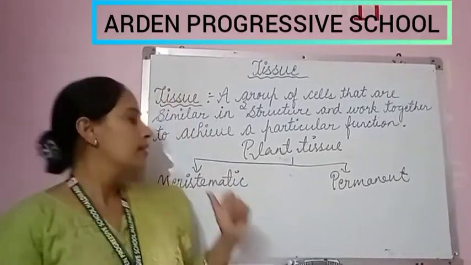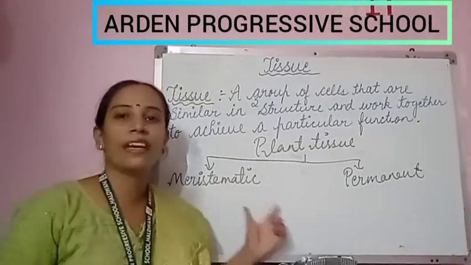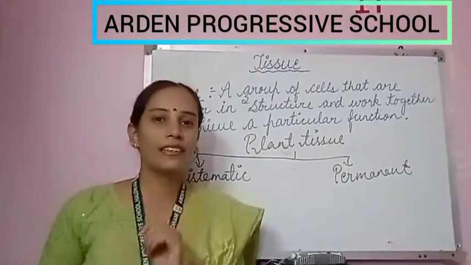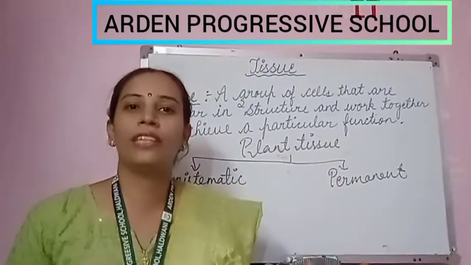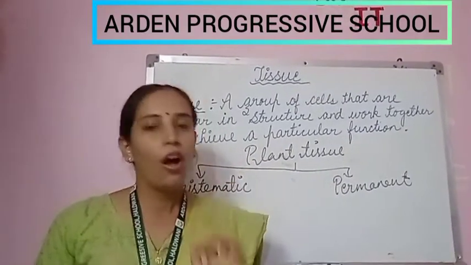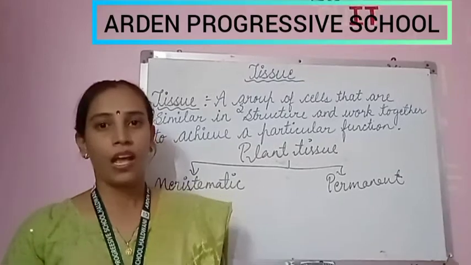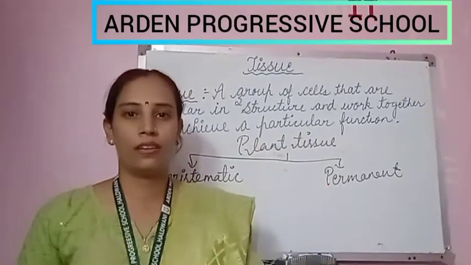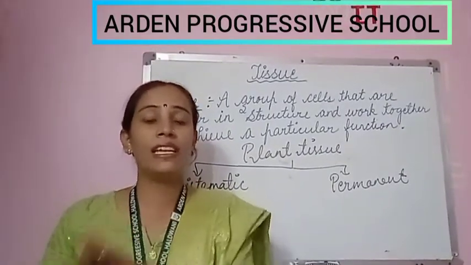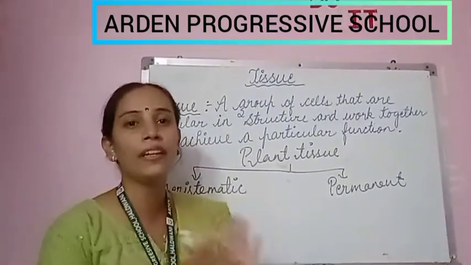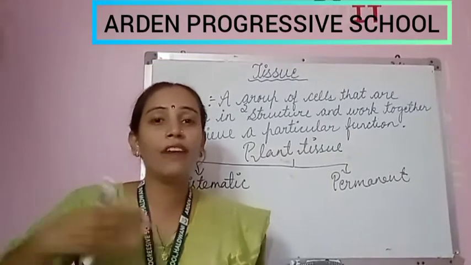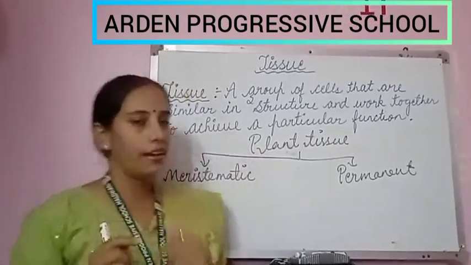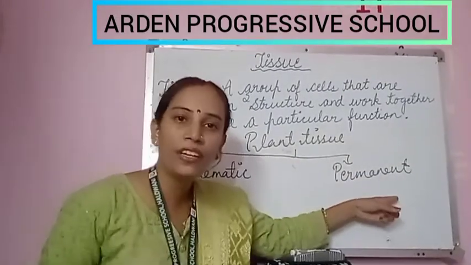Now first of all, listen, what is the meristematic tissue? Students, meristematic tissue is present at the growing region of the plant, whether it is a shoot tip or a root tip. The cells of the meristematic tissue show rapid cell division. Here the cell divides and the growth takes place. Clear, students?